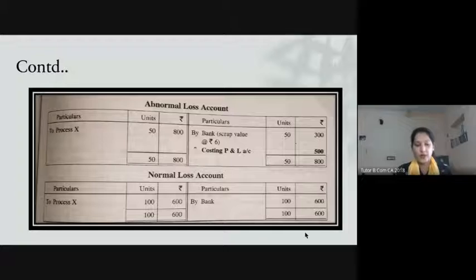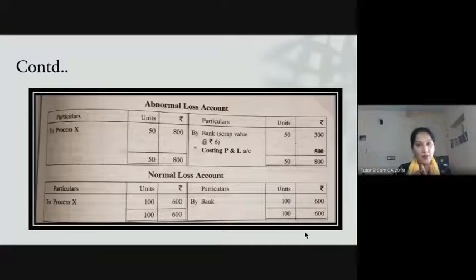Okay, so in today's class, we discussed the types of loss that can happen when a manufacturing concern is going through its production process. The particular nature of this production process, which we are discussing here, is that production happens in different stages. That's why we have different process accounts, like process 1, process 2, process 3. It carries on like this, right? So we categorize the losses into two. One is normal loss, another one is abnormal loss.